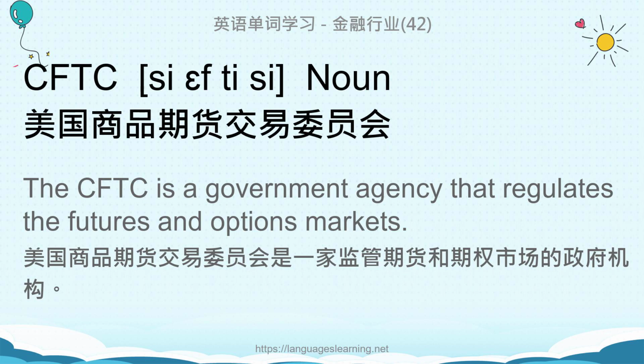CFTC. The CFTC is a government agency that regulates the futures and options markets.